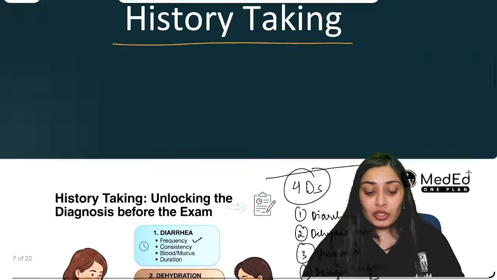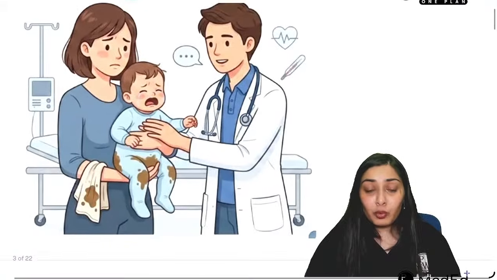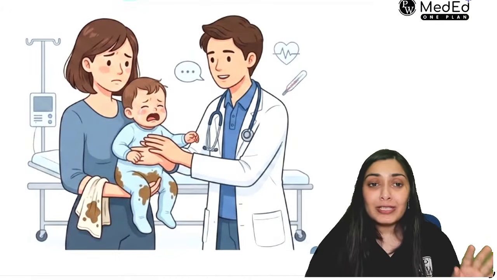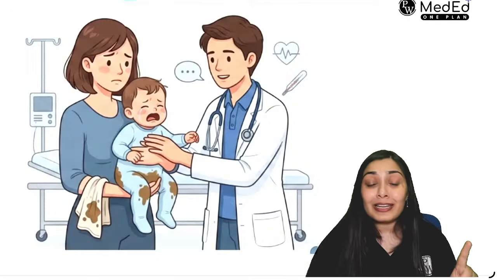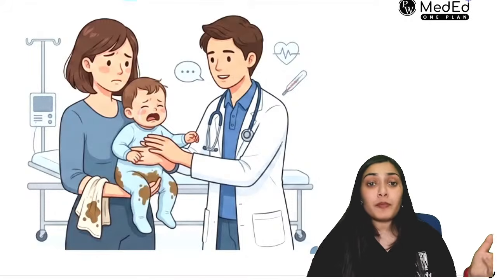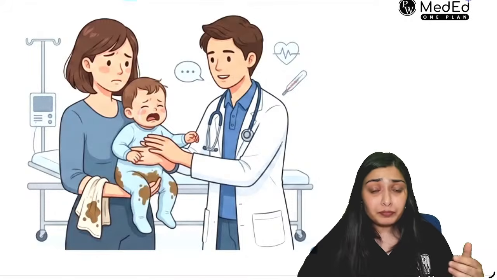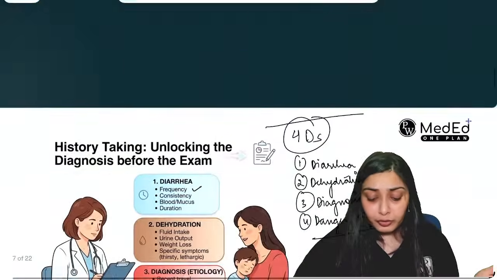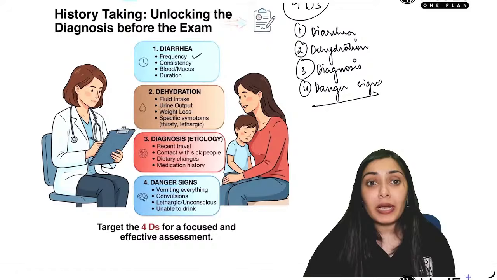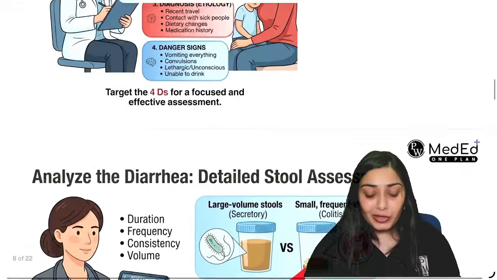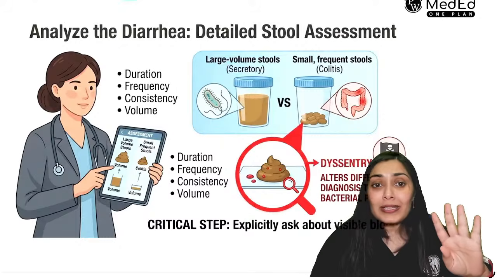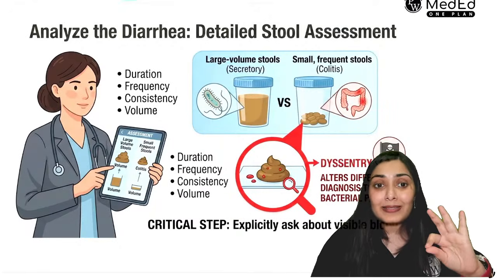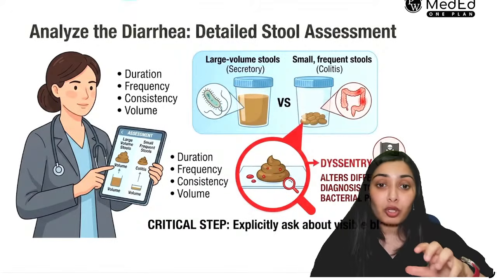So in this situation, after the ABC approach and the triage, you are going to do these 4Ds. Firstly, ask the mother about diarrhea: frequency, consistency, is there any blood or mucus plug, and the duration. Then come the dehydration, the diagnosis part, and the danger signs, right? 4Ds. Moving towards analyzing the diarrhea, you are going to ask about duration, frequency, consistency, volume, and also if there is any mucus or blood in it.